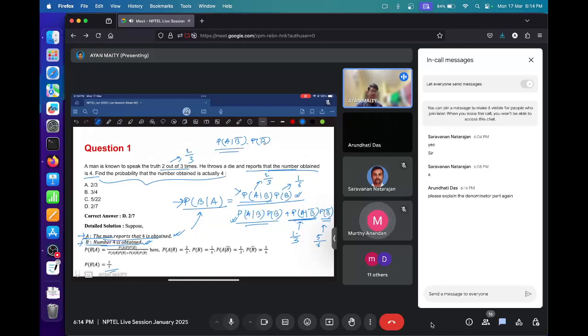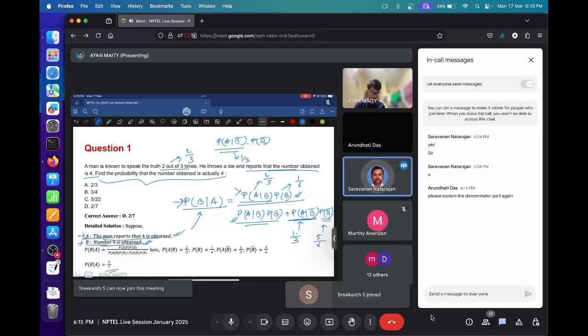Probability of A given B complement means given that 4 is not obtained, what is the probability that the man reports 4 is obtained? So basically he is lying. So what is the probability of lying? If the probability of telling the truth is 2 by 3, probability of lying would be 1 by 3, isn't it?